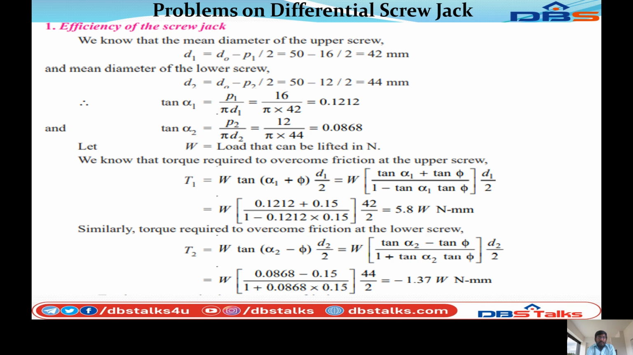T1 is equal to W into tan alpha 1 plus phi 1 into D1 by 2. That equals W into (tan alpha 1 plus tan phi 1) by (1 minus tan alpha 1 tan phi 1) into D1 by 2.